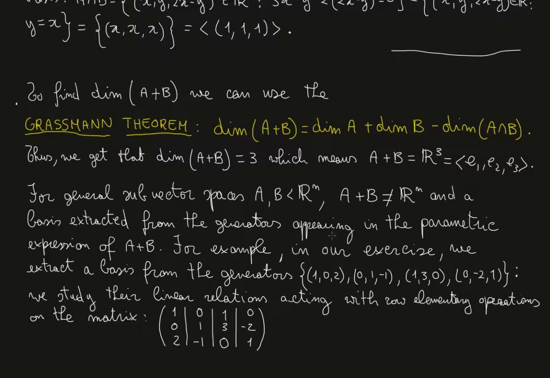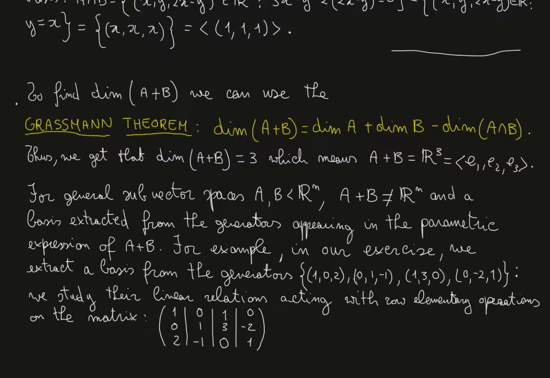the generators appearing in the parametric expression of A plus B. Let's see, for example, in our exercise, the generators are the following ones: (1, 0, 2), (0, 1, -1), (1, 3, 0), and (0, -2, 1). The first two were the basis for A, the second two the basis for B. So these are the generators for A plus B, as we've seen already. Now they are not a basis because there cannot be four linearly independent vectors in R3.